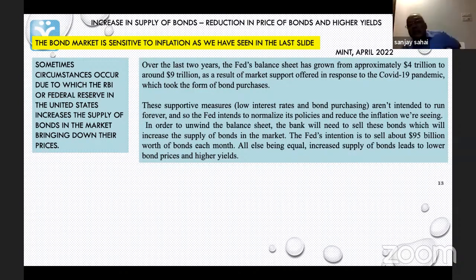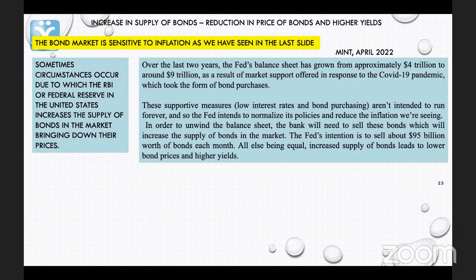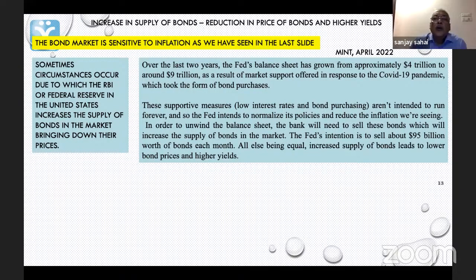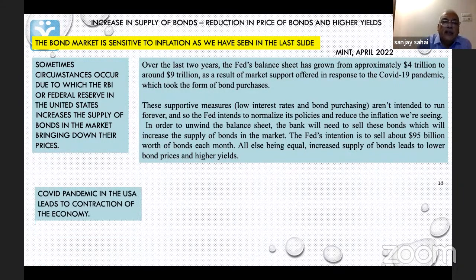So at that point of time, what it basically did was it began to sell bonds at the rate of $95 billion worth a month back to the banks. So every month it is selling 95 billion worth of bonds to the banks. When the bank buys the bonds, it is giving money to the Fed, and in that way money supply is being reduced.